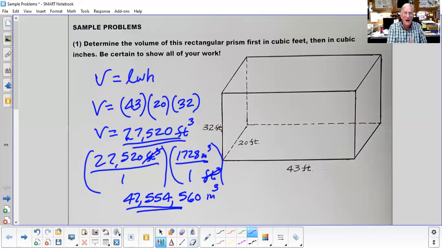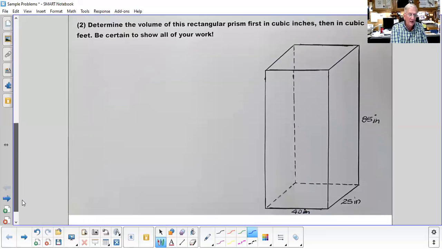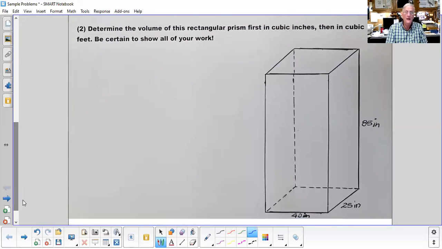Now, I hope you followed along and filled in the steps as I did. Now what I'd like you to do is try the second problem on your own, okay? So get your formula down, put down your plug-in numbers, and work it out, and then see if you can perform the conversion. So here's problem 2. You take a look at problem 2 and see what you can do with that.